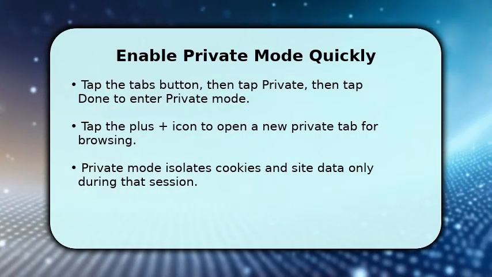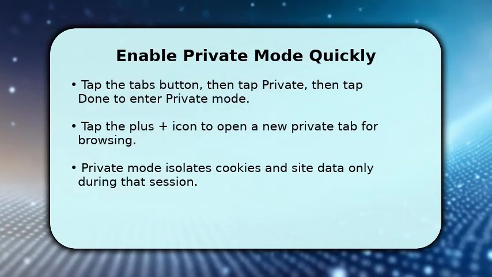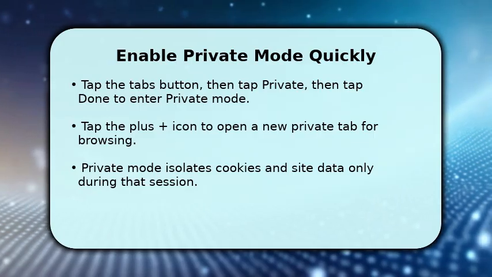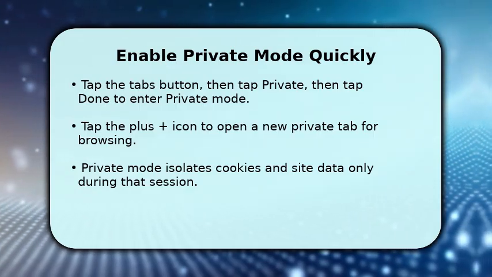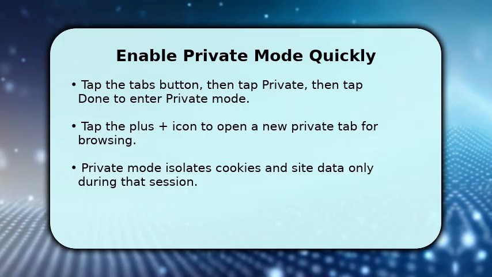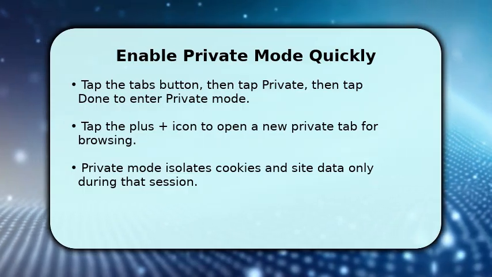Open Safari and locate the Tabs button in the lower right corner of the screen. Tap the Tabs button, then tap Private, then tap Done to enter private mode. You will see a dark or dimmed interface confirming private browsing is active.